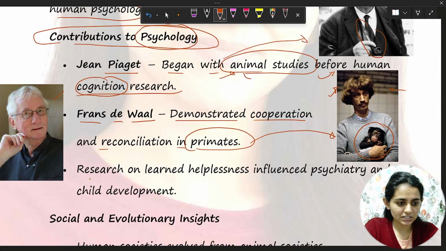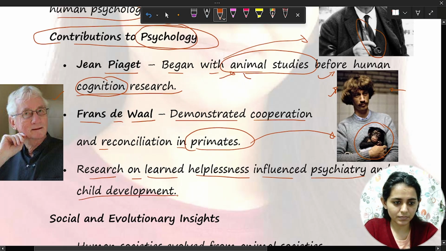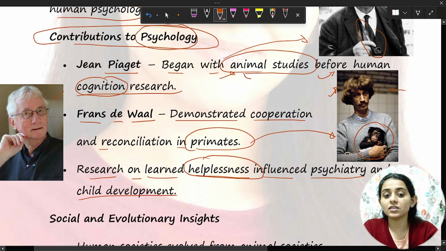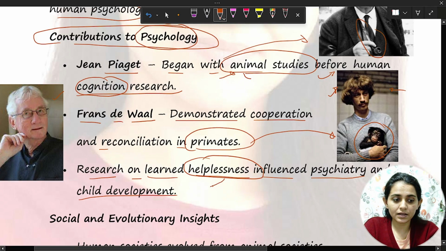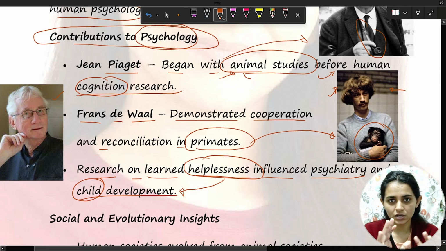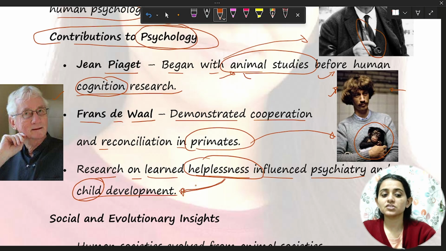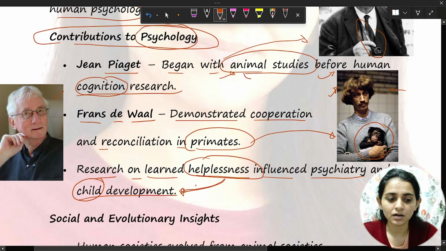Research on learned helplessness influenced psychiatry and child development. In the laboratory, if we control animals, they become helpless. This kind of helplessness is seen in humans at the child stage, so we can understand the psychology of that child with this type of animal research.